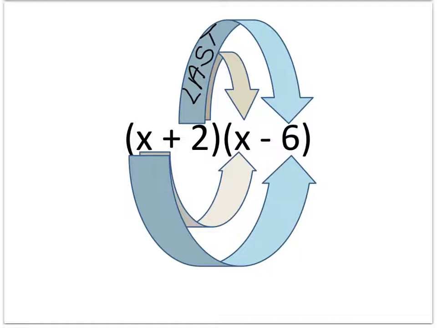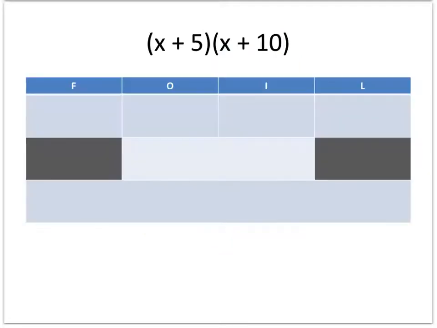Now, let's go ahead and apply this process. Let's use the example x plus 5 times x plus 10. If we want to multiply the two first terms in our parentheses, we would multiply x times x. And that would give us x squared.